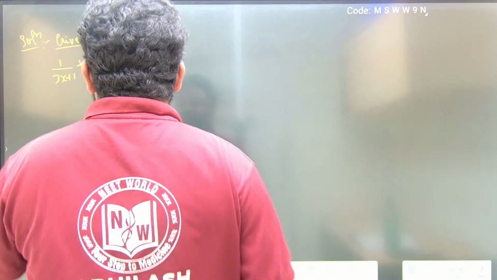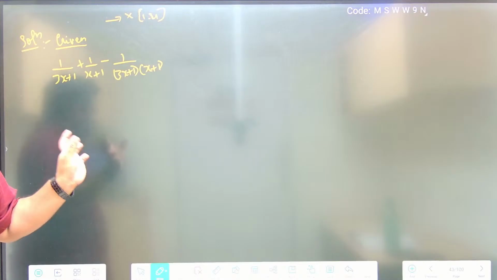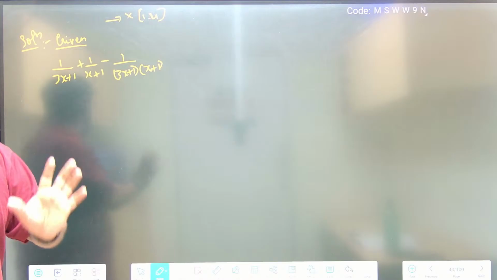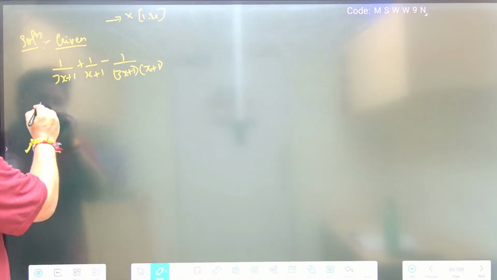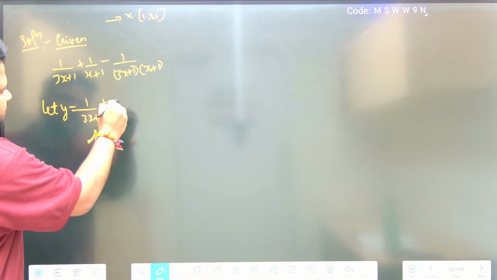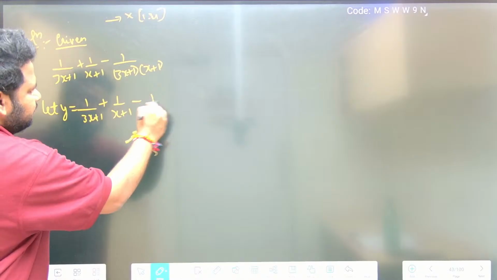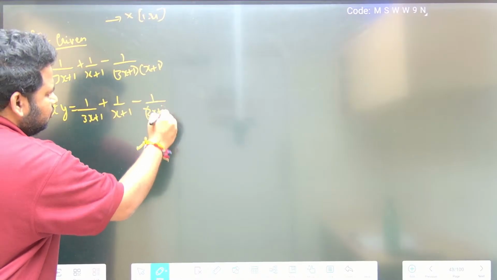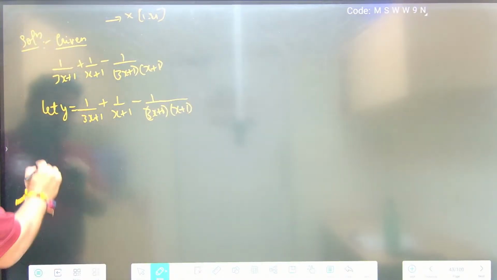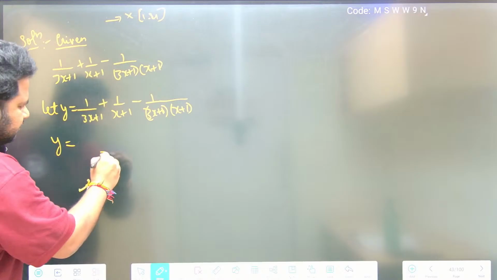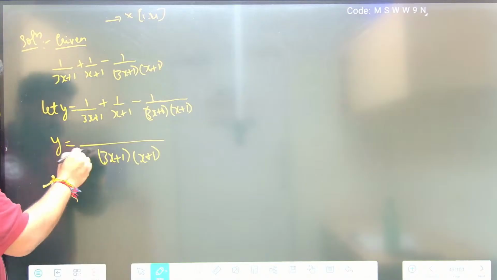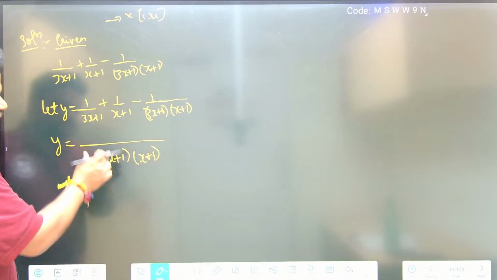Now see here, whenever a quadratic expression is given, I told you, you always make it equal to y. So let y be equal to 1 by 3x plus 1 plus 1 by x plus 1 minus 1 by 3x plus 1 into x plus 1. Correct, this is what we have. Now let us take the LCM. Here y will be equal to, 3x plus 1 into x plus 1 will be the LCM.